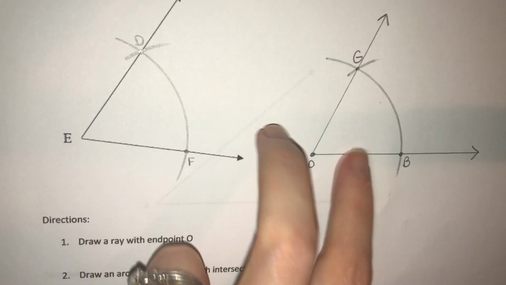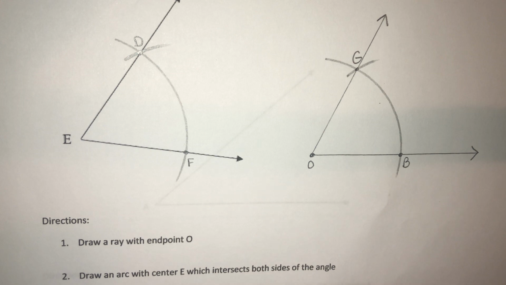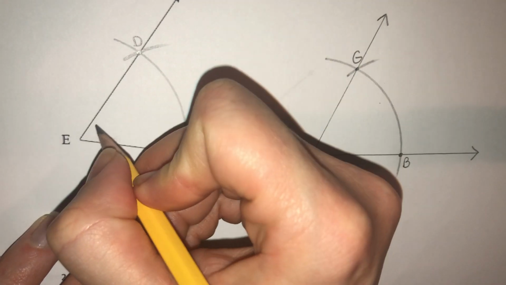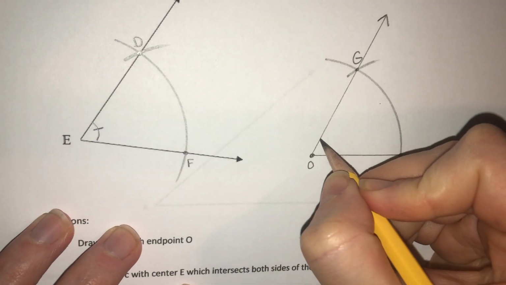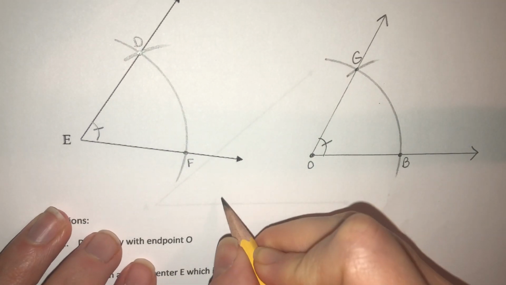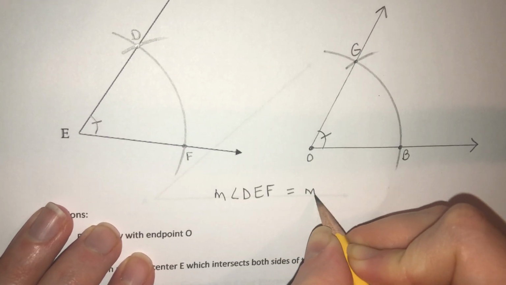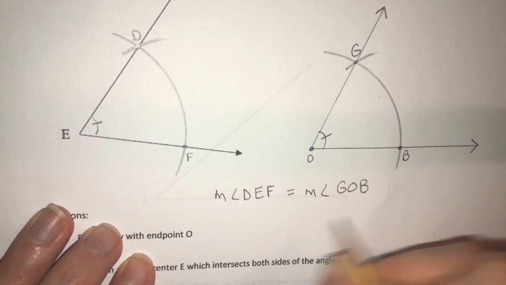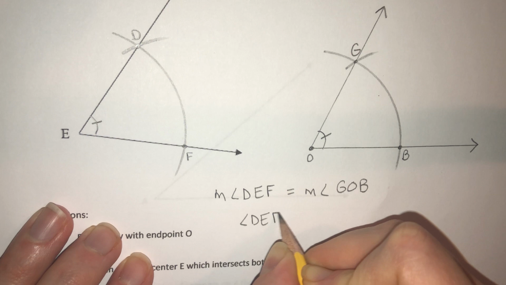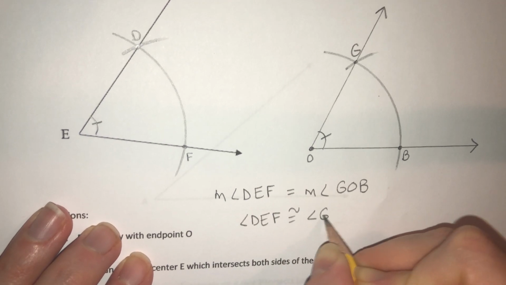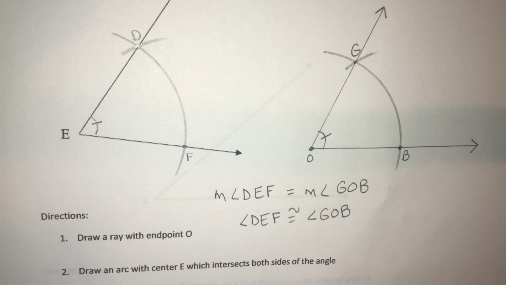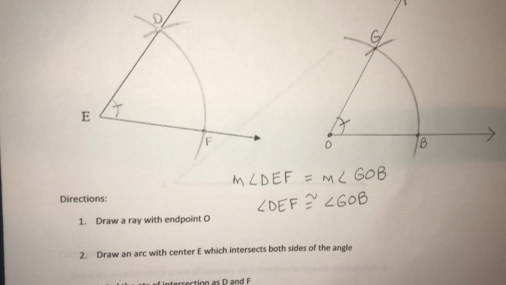Now, these two angles are duplicates of each other. You can measure them with a protractor, and I've lost my protractor. But this angle is congruent to this angle. So the measure of angle DEF equals the measure of angle GOB. Or you can say angle DEF is congruent to angle GOB. We just created an angle that's exactly the same size as the original using a compass and a straight edge, no protractor. But if I had my protractor, oh, there it is.